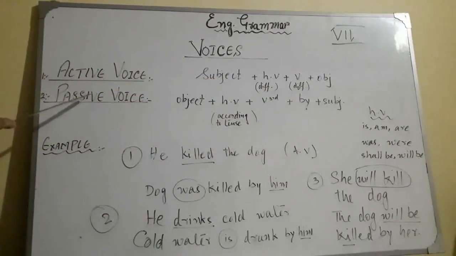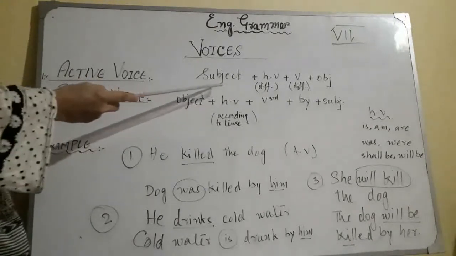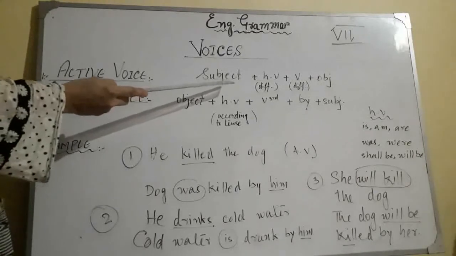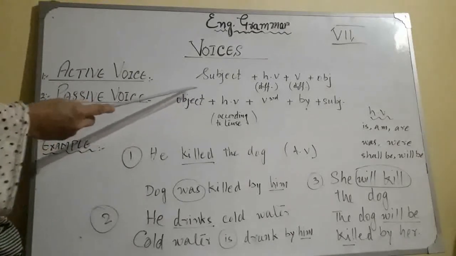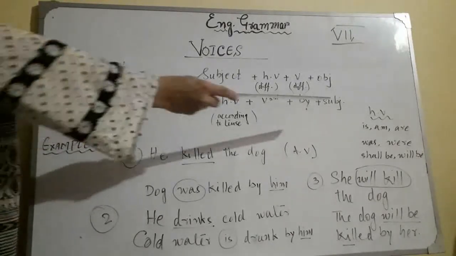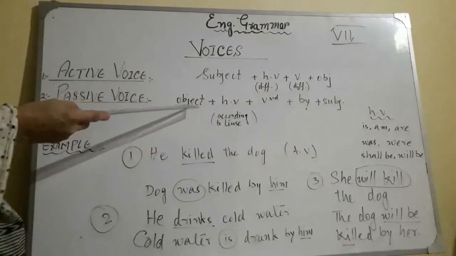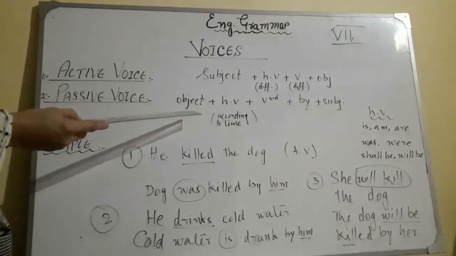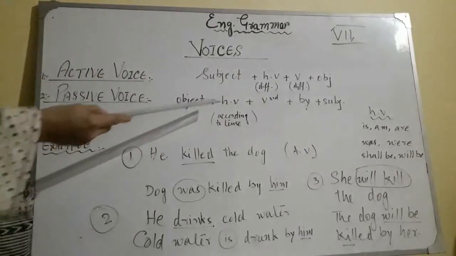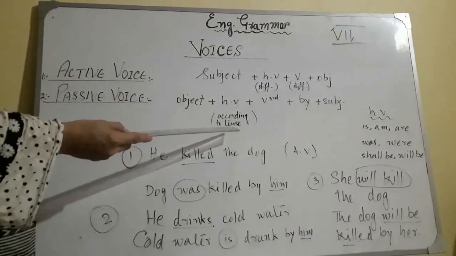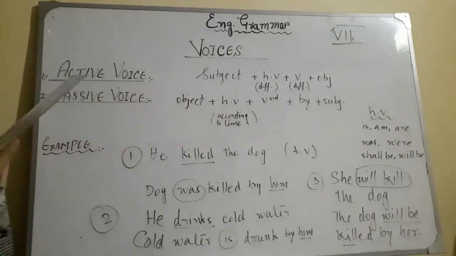The general formula of the passive voice is, just see here: in active voice the subject is in the first position, at the beginning, whereas in passive voice the object is in the beginning and the subject takes the place of the object. So what is the formula? The object comes in the beginning because it is more important than the subject. Object, then helping verb according to the tense. Then verb: we always use the third form of the verb in passive voice.